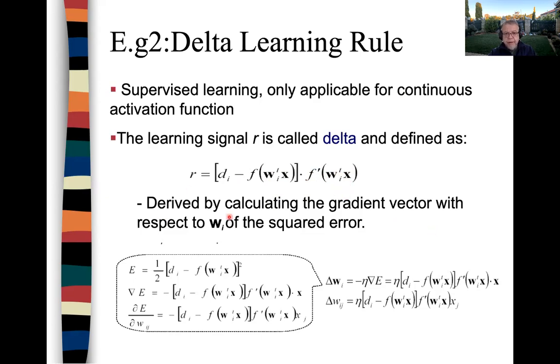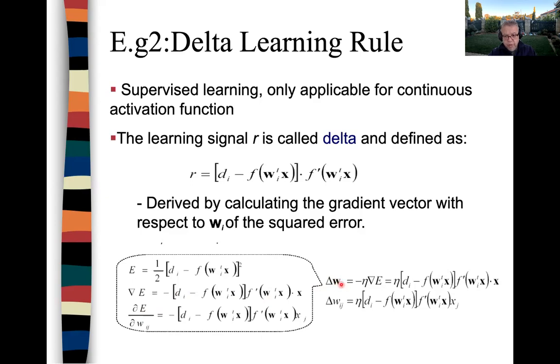This is derived by calculating the gradient vector with respect to w_i of the squared error. You take your error, which is half of the desired output minus the actual output squared, and differentiate it. The two and the half cancel. Because you're computing the gradient with respect to w, you have a minus sign, and the same expression here. Then you have f prime times your x, because of the rule of differentiating a composite function, the chain rule.